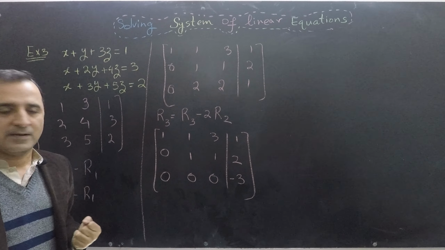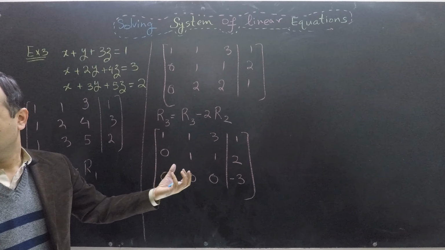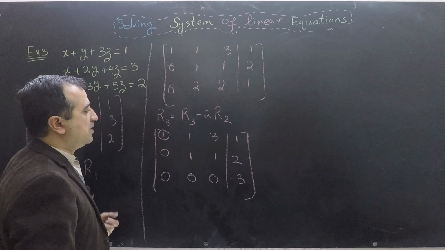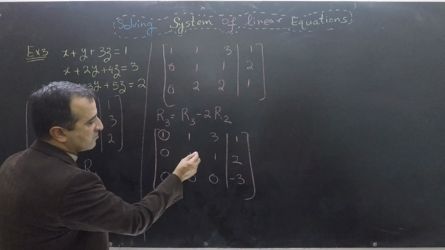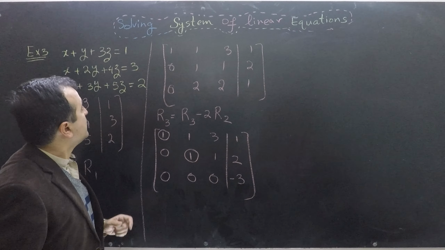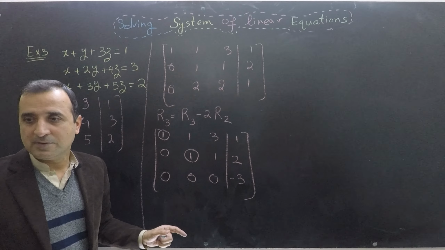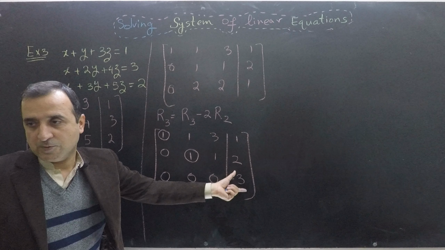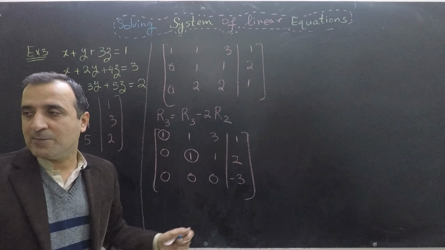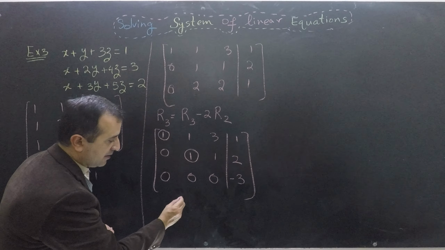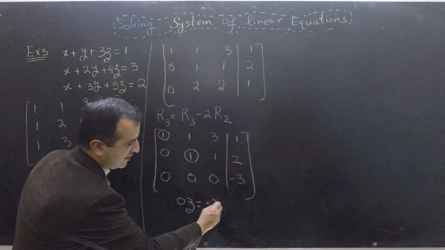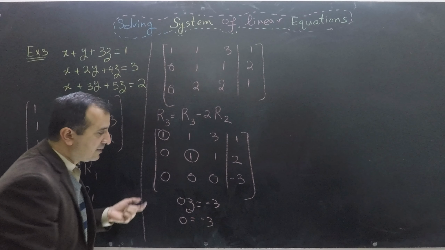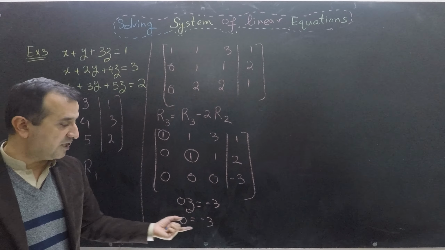So now we have our row echelon form, but the problem is this: we have a pivot that corresponds to x, we have a pivot that corresponds to y, and we have no pivot that corresponds to z. It would be a free variable if we had 0 here, because in that case we are saying nothing about it. But in this case, we are saying that 0z is equal to minus 3. Or in other words, 0 is equal to minus 3. So the third row is saying that 0 is equal to minus 3.